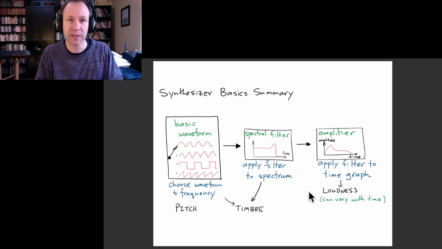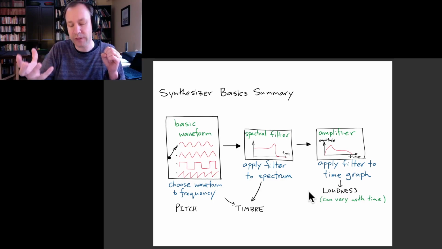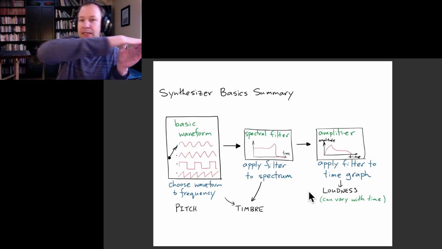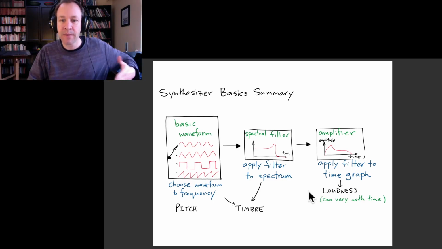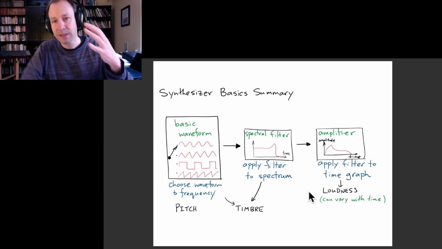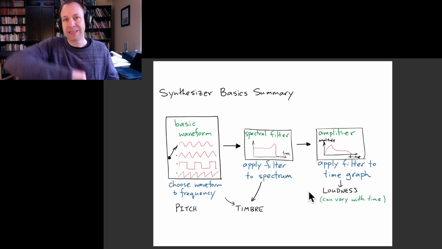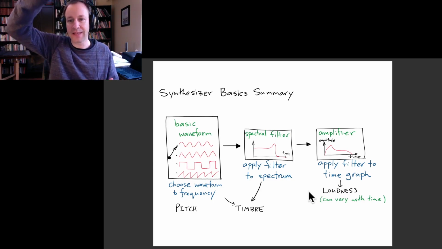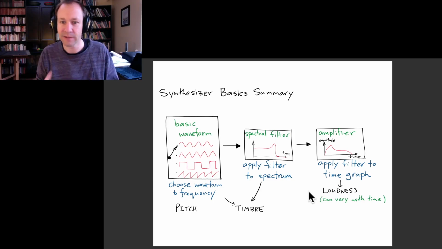And what we want to do then is shape the time graph. So we're kind of going to filter the time graph now, so that instead of just being a constant amplitude or a continuous tone, maybe it takes a little while to start when you press a key on your keyboard. It takes a little while for the sound to come to its maximum volume, and then it decays, and when you take your finger off, it gets quieter in a certain way.